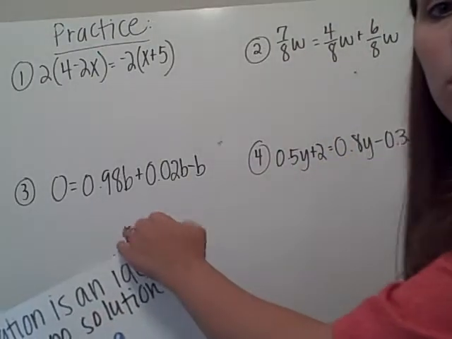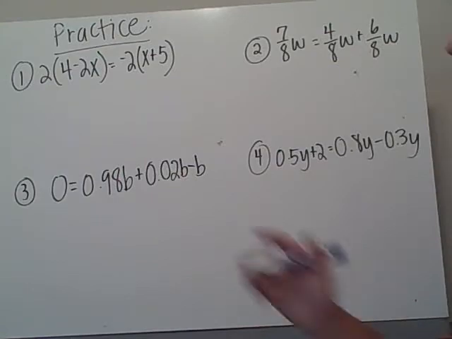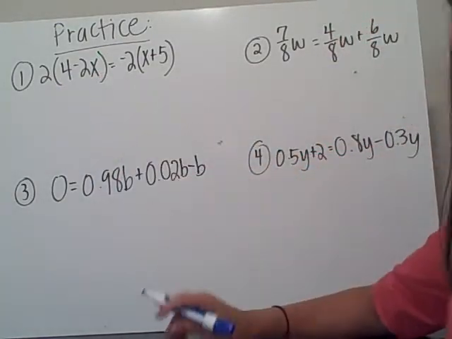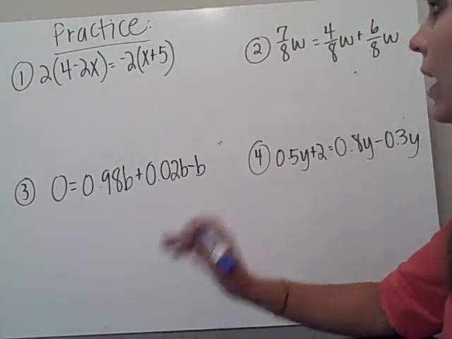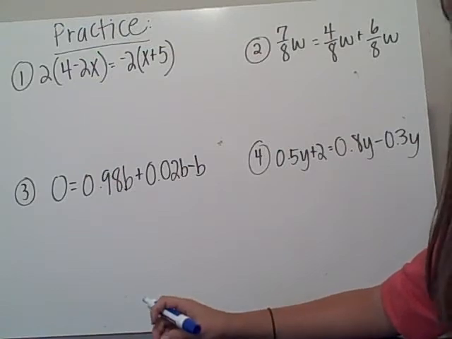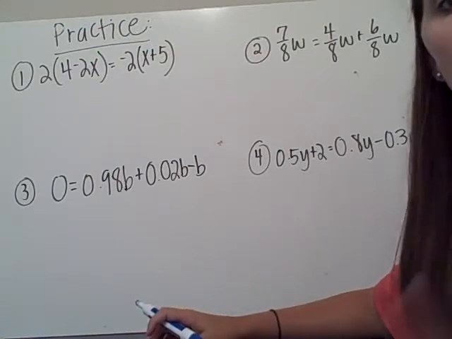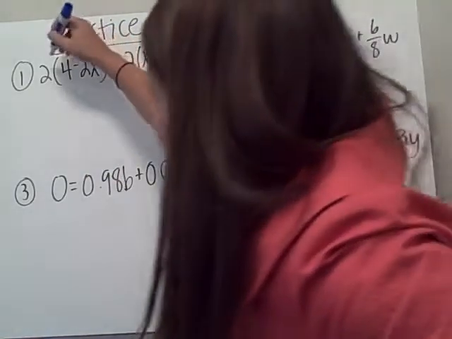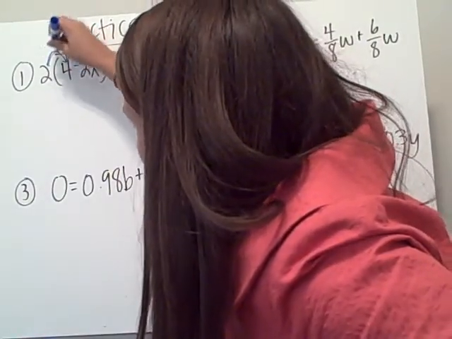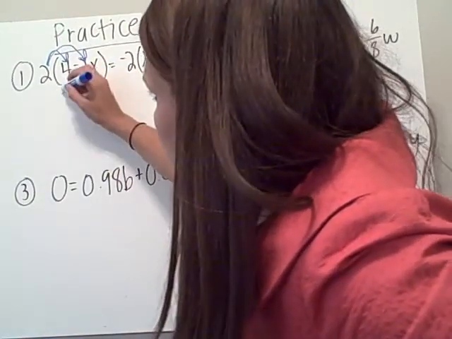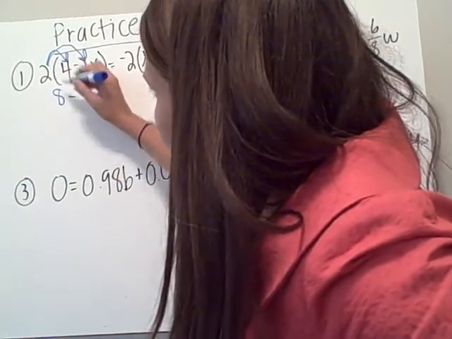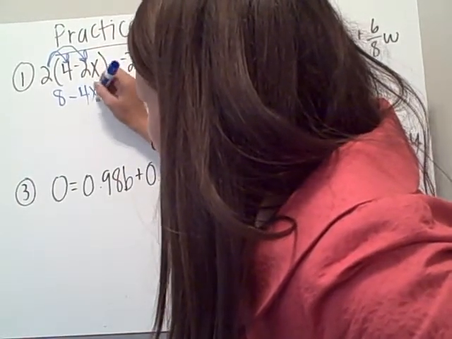All right, let's do some practice problems with me. Here we have 2 times the quantity 4x minus 2 equals a negative 2 times the quantity x plus 5. Step 1 is to distribute. So I'm going to say 2 times 4 and 2 times 2. 2 times 4 is 8 minus 2 times 2 is 4x.